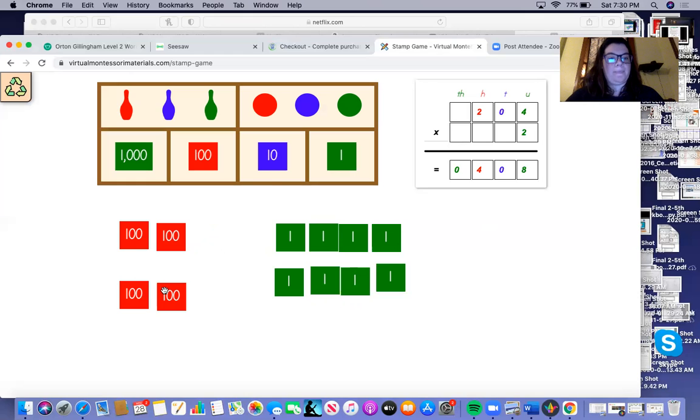All right. So you'll have some static multiplication problems where you're not going to be regrouping. You can use the stamp game to practice, or if you're like, I don't need the stamp game, I know I can skip count or whatever, then that's fine. But there is your static multiplication with stamp game.